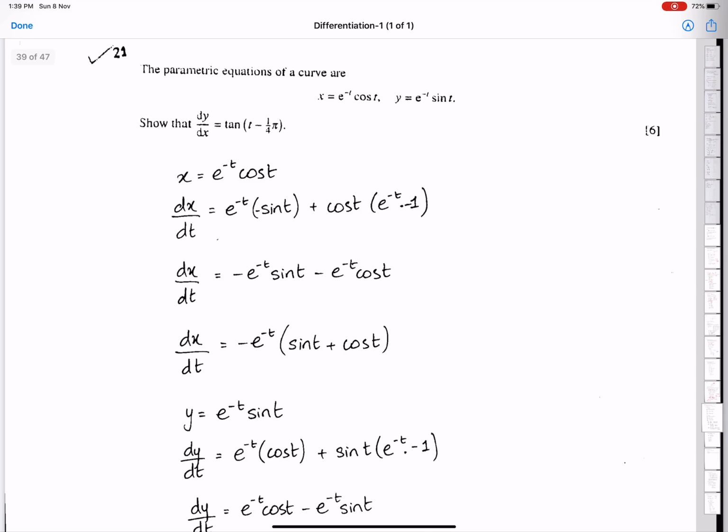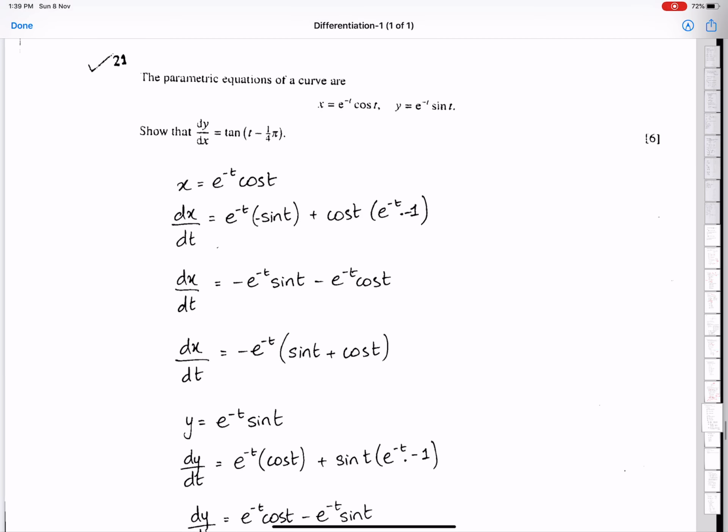This is one of the most important questions because it involves a lot of trigonometry. Parametric equations, and we have to show tan. Make sure you remember the sum of angle formula of tan: tan A minus tan B over 1 plus tan A tan B is equal to tan(A minus B). So if you remember this formula, you can easily prove this.